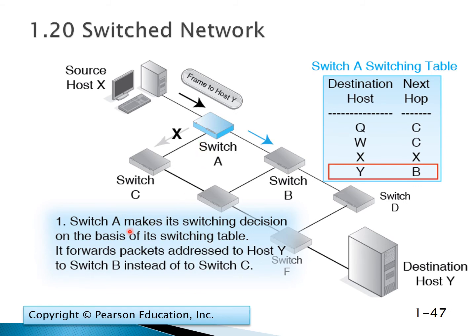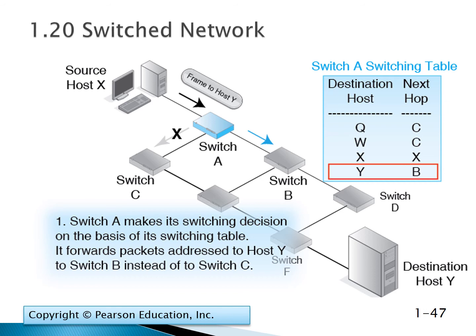Switch A will make the switching decision on the basis of the switching table. So you will have a switching table like this. What it is saying is, if the destination is Q, then the next switch, or what we call the next hop, will be C. If it's sending to W, the next one will be C. If it's going to X, then the next one will be X because it's connected there. If the destination is host Y, then I know I should send it to B. So I just follow the table.